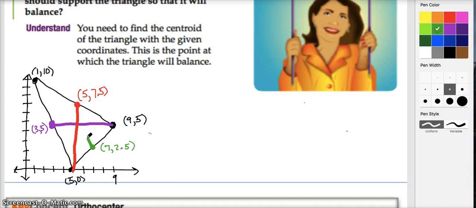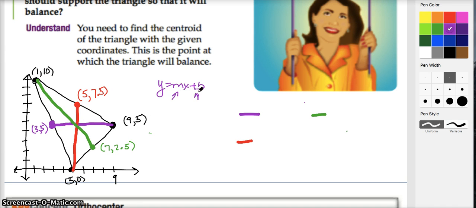Once we find the equations of all of these lines of each color, what we're going to have to do is find where they intersect. So we've got a purple equation to look for, a green equation, and a red equation. Our algebra skills did tell us back in the day that we can look to find y equals mx plus b, the slope-intercept form of the line, where m is the slope and b is the y-intercept. Remember that? The first thing I would do with any of these segments is look for the slope.